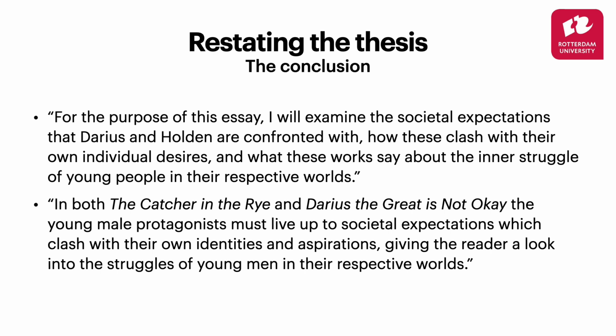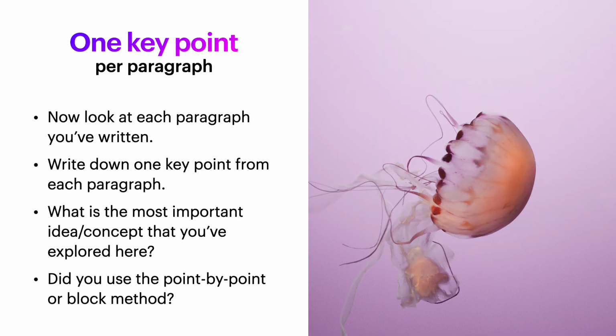Now, the next part of your conclusion is 1 key point per paragraph. So what you need to do is go through each of the 3 body paragraphs that you had, and write down 1 key point, just a few sentences or a few words per sentence. You want to look at what the most important concept or idea is that you've explored in each paragraph.